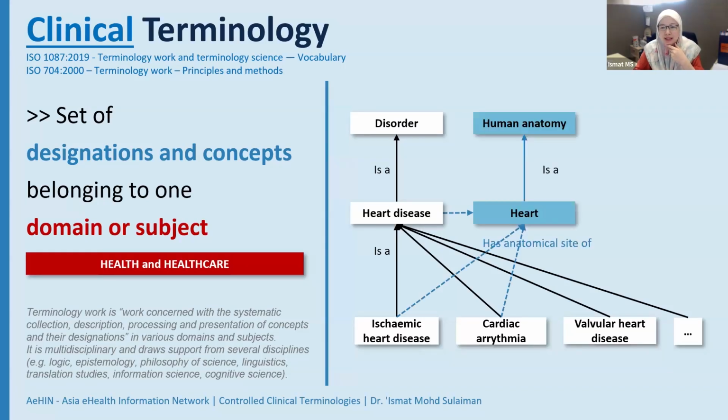Okay, and not only that, we can have multiple concepts that are somehow related to one another, but not within the same parent and child hierarchy. For example, if you have a heart disease, you know that the disease occurs in the heart. And the heart is not a disorder. A heart is human anatomy, right? So how one concept relates to another concept is also part of terminology, how you create that structure. Here you can say that ischemic heart disease is a heart disease, but it also has a relationship to the heart via a relationship called has anatomical site of. So ischemic heart disease has anatomical site of the heart, and the heart is a human anatomy, right?